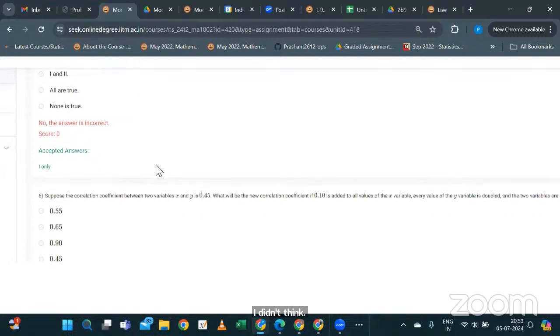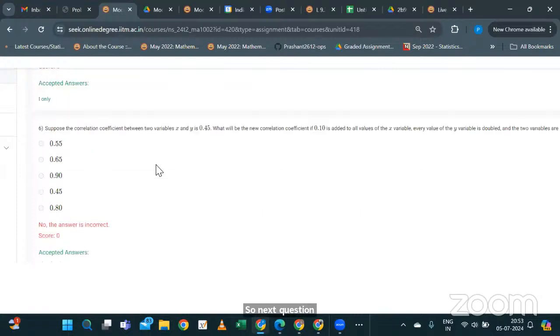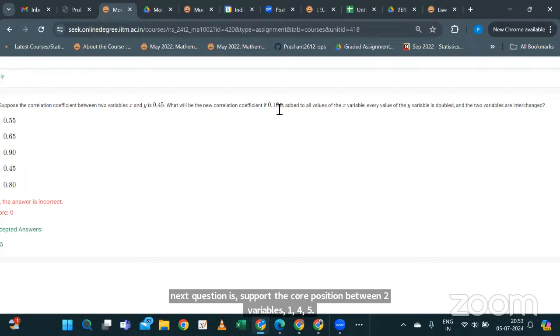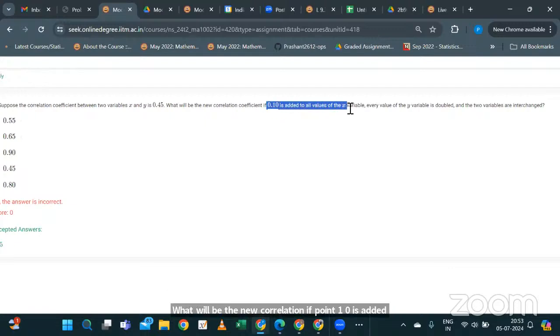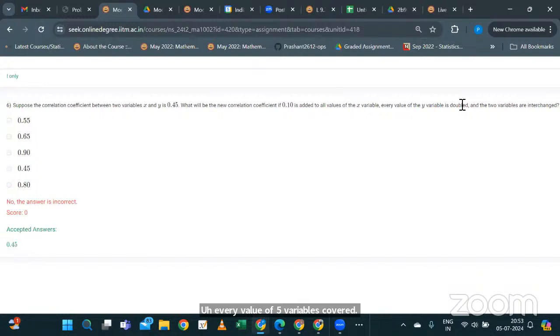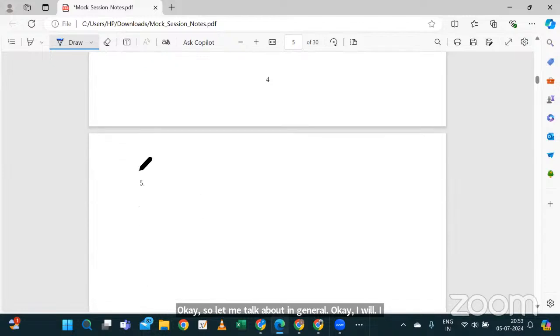So the next question is, suppose the correlation coefficient between two variables x and y is 0.45. What will be the new correlation coefficient if 10 is added to all the values of the x variable, every value of the y variable is doubled, and the two variables are interchanged, meaning yi instead of xi? Okay, so let me talk about it in general. I will explain it to you. I will come to the question.